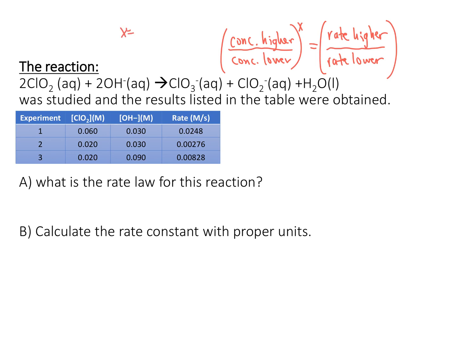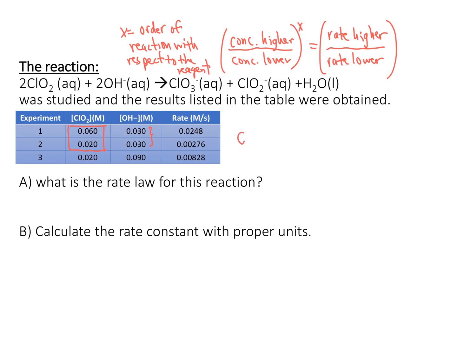X is the reaction order with respect to that component in the reaction. Order of reaction with respect to the reagent. So for the first calculation, we want to compare entries 1 and 2. I want to use entries 1 and 2 because the concentration of chlorine dioxide changes and the concentration of hydroxide stays the same. I only want one variable at a time.